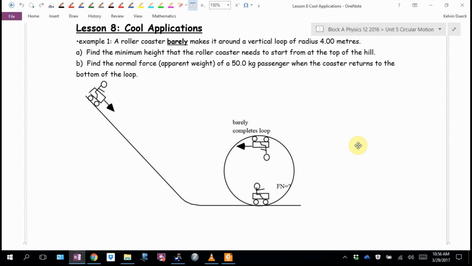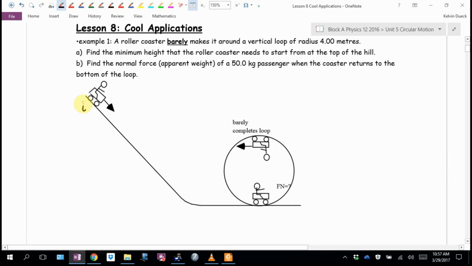Any guesses on what kind of an approach I might want to use here? Energy. Because I think I see a change in height. I think I see a change in speed. I think I see a yucky, curvy path. Let's try that. And we're on the Earth. I don't need to use cosmic energy. I can use MGH. Oh, thank goodness.